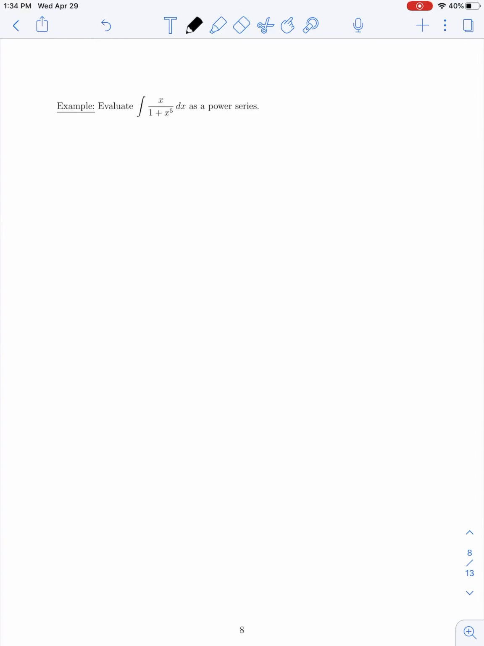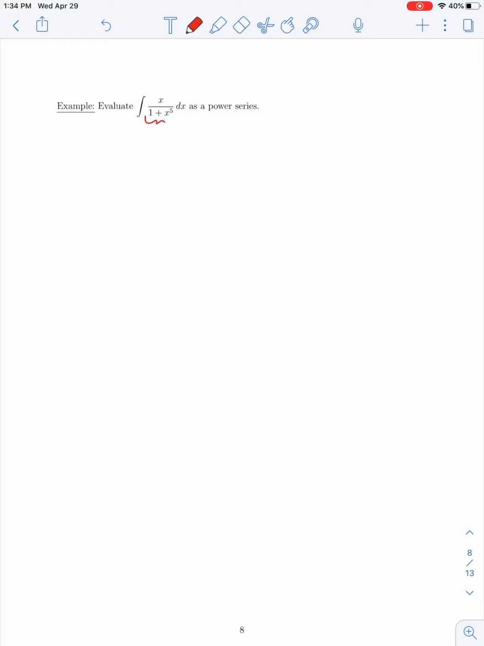In our next example, we are asked to evaluate the following antiderivative as a power series. So one application of representing functions as power series is to integrate functions which can't be integrated using any of our other techniques. And this is an example of such a function.